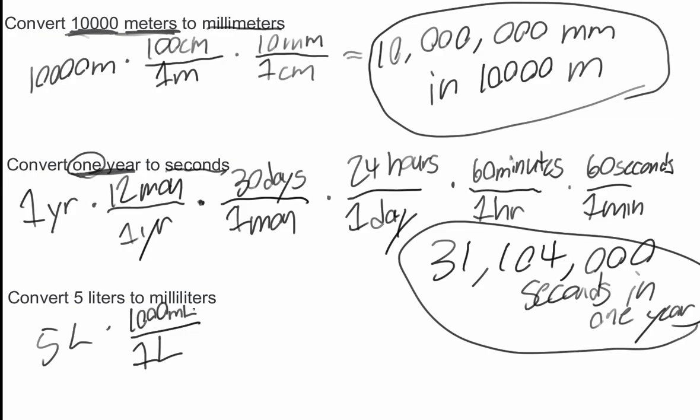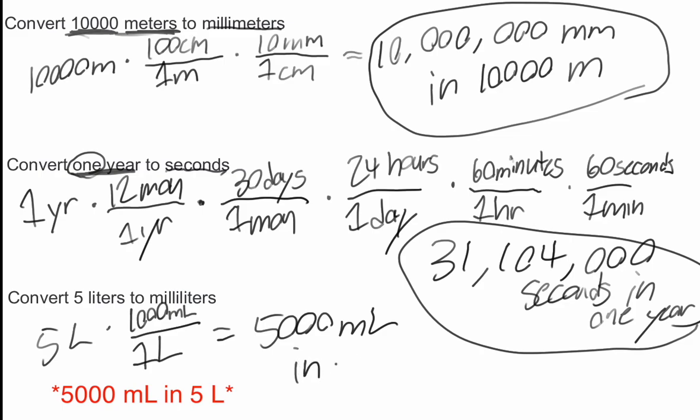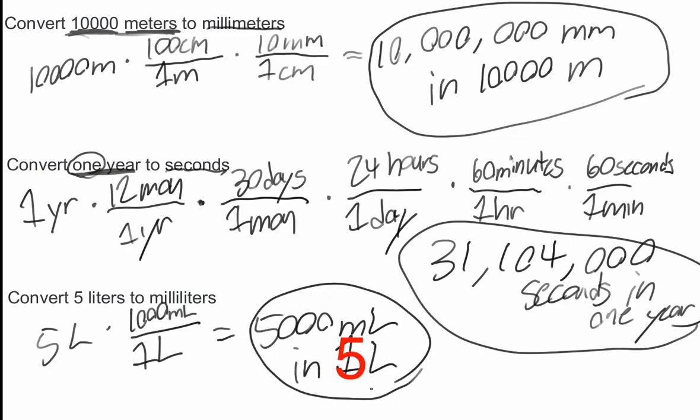So we would do 5 times 1,000. And that'll get us 5,000 milliliters in 5 liters. And that'll be our final answer for question number 3.